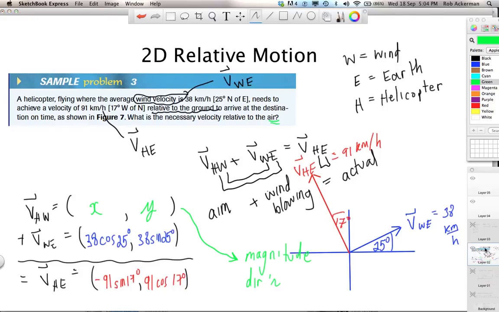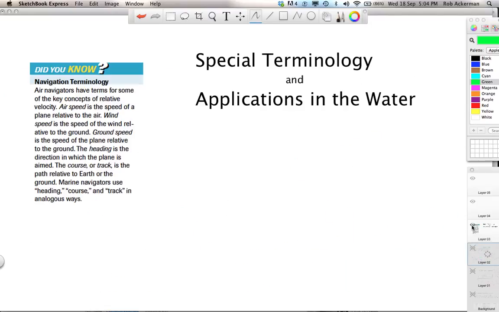Okay? Just a couple more things before we sign off here. There's some special terminology in this section. For example, you might hear the term airspeed and wind speed, and those will sound confusing because air and wind kind of sound the same. Then you'll hear ground speed. What do these all mean?